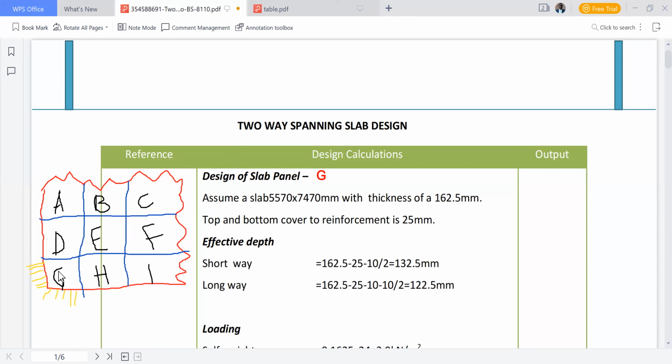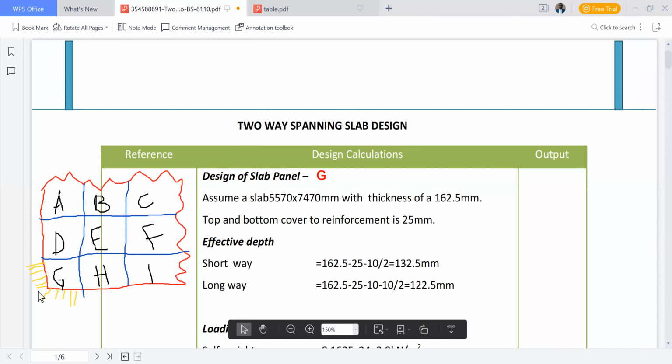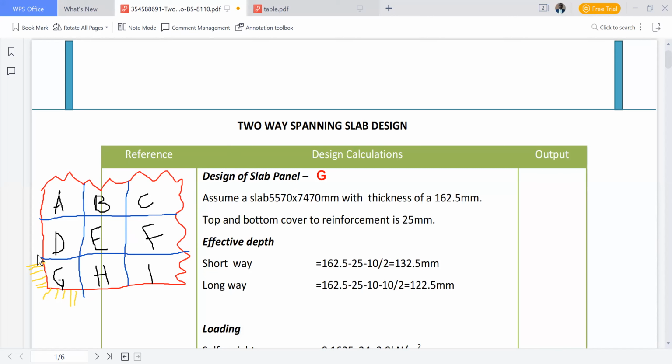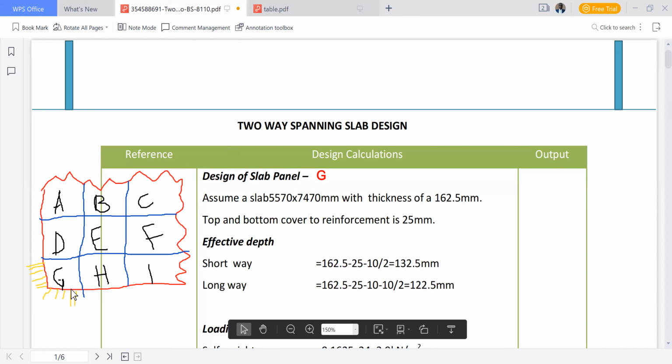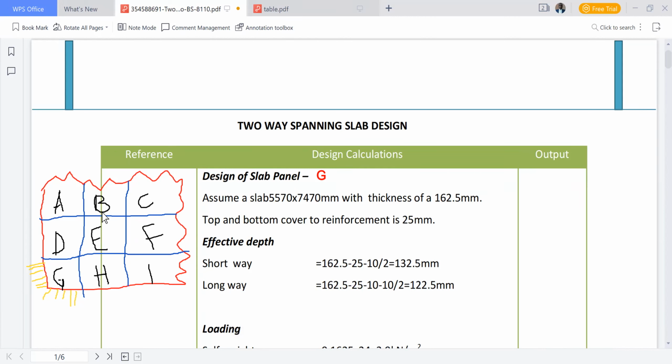Now, looking at slab panel G, you find that it is at the extreme end and two of its edges are discontinuous. Now, the condition for slab panel G will be two adjacent edges discontinuous. This edge here is the end edge and this one is the end edge. So our condition will be two adjacent edges discontinuous.